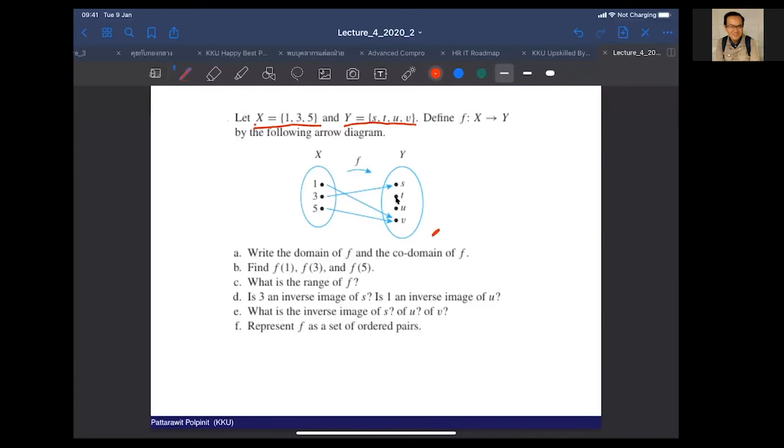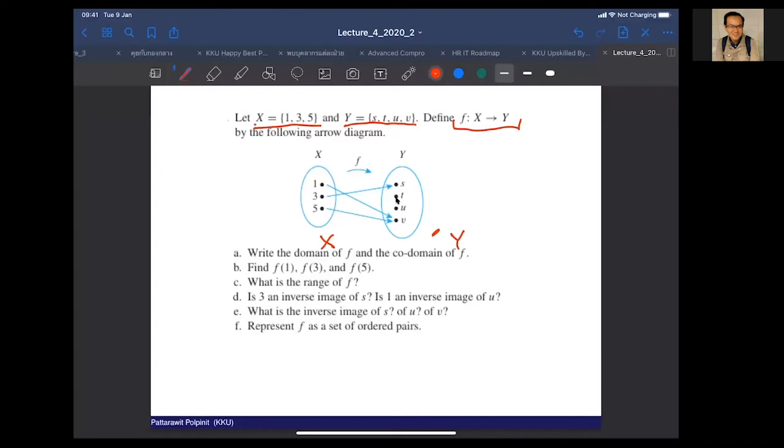So this is the function, which if we check, all the elements in X are used or have a connection, so it passes the first property of the function. Then there is no element in X pointing to two different elements in Y, so that's the second property. So F is basically a function, but that's not the question they ask. They ask what's the domain of F and what's the codomain of F. So this one's easy, right? Because the definition states that f is a function from X to Y, so the domain of f is X, and the codomain of f is Y.